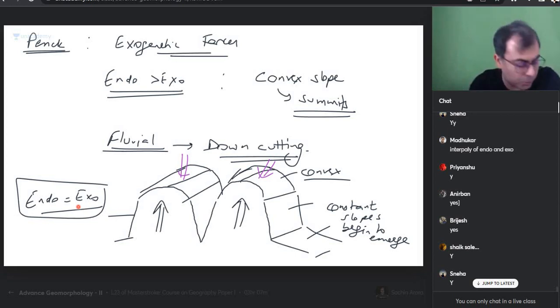As the process continues, if the endogenetic forces become further weaker, the exogenetic forces gain an upper hand. Endo अगर और weak हुआ, so exogenetic forces gain an upper hand. This eventually leads to the debris slope or Halden hangs converting into concave slopes close to the base level.